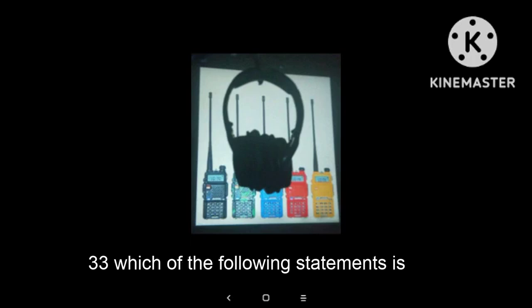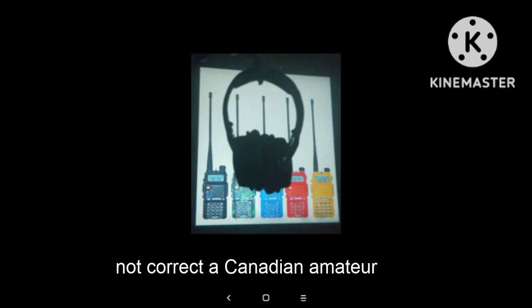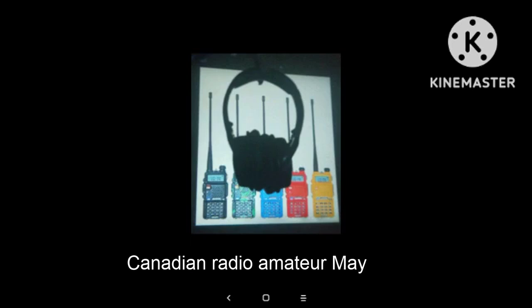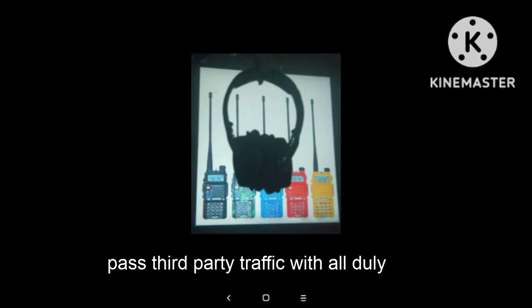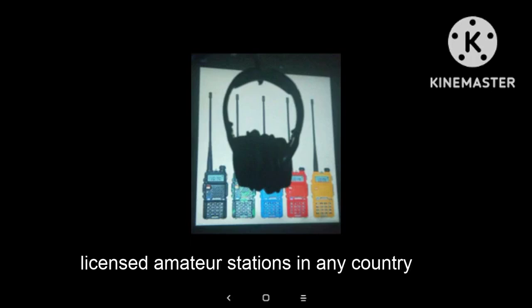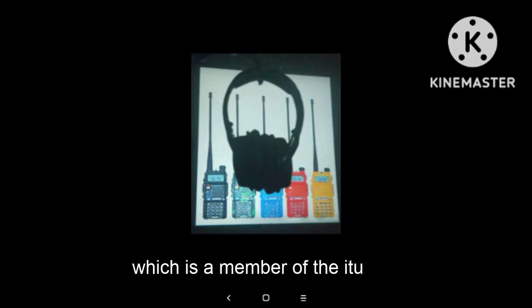33. Which of the following statements is not correct? A Canadian radio amateur may pass third-party traffic with all duly licensed amateur stations in any country which is a member of the ITU.